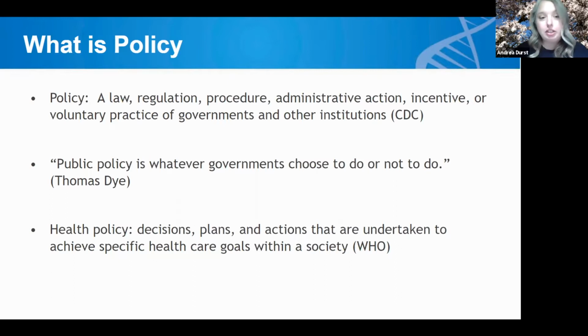And then the final definition I've included on here is more specific to health policy. This is from the World Health Organization, and they define health policy specifically as the decisions, plans, and actions that are undertaken to achieve specific healthcare goals within a society. And I think that health policy can really also be thought of more broadly, not just policies specific to health, because there are many different policies from different sectors that can influence health.